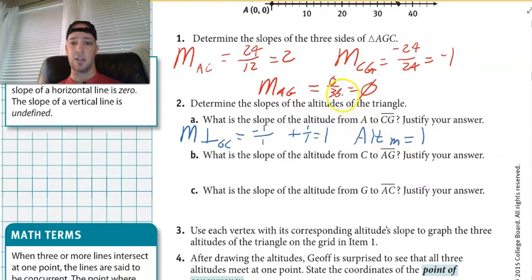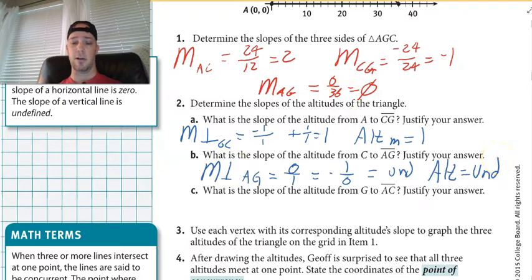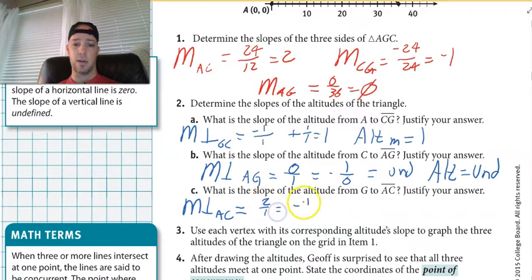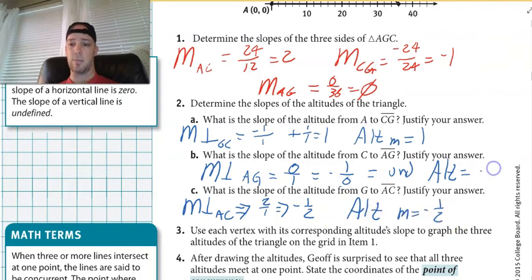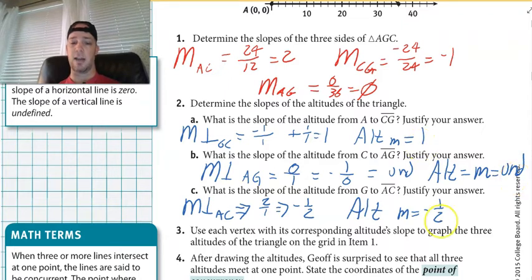What is the slope of the altitude from C to AG? So if I figure out AG has a slope of 0, the opposite reciprocal is undefined. Perpendicular to horizontal would be a vertical, undefined line. The last one, slope perpendicular to AC. We take AC and do the opposite reciprocal. So the opposite reciprocal of 2 equals negative 1/2. So the altitude is going to have a slope of negative 1/2. M equals undefined. So our altitudes are going to have a slope of positive 1, undefined, and negative 1/2.